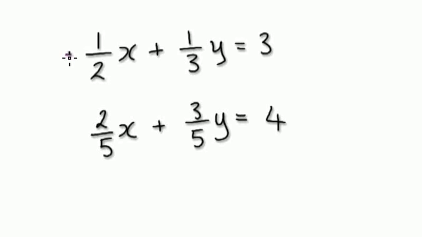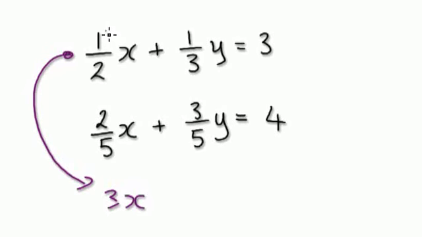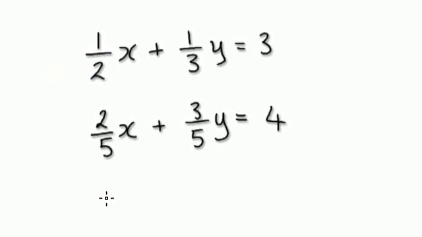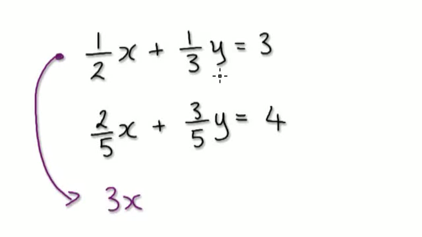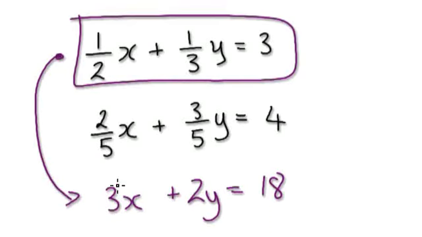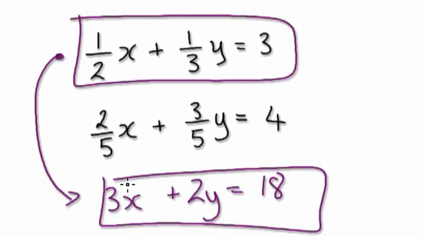Okay, so here I'm going to translate this into something that I'm familiar with. So I'm going to times everything by 6. So this here would give me 3x, because if I times it by 6, 6 divided by 2 will give me 3x. So I'm going to multiply everything here by 6. This will give me 3x, and then plus 2y, and then this will give me 18. So rather than looking at this, I'm just going to look at this, something that I'm familiar with.